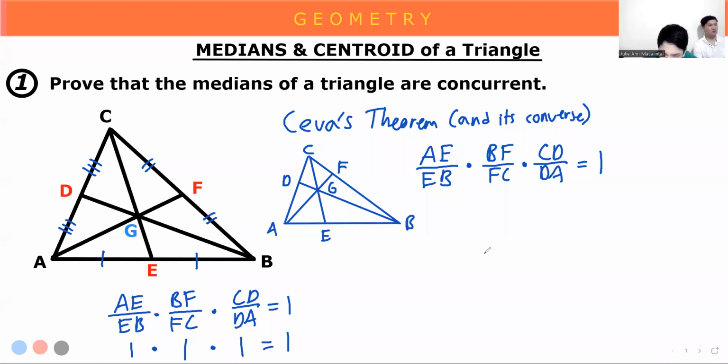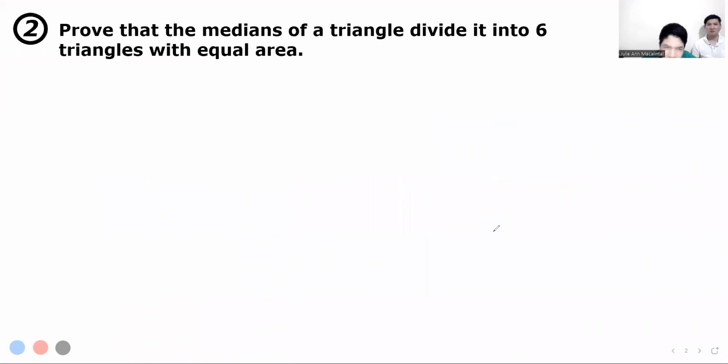Okay, let's proceed to number 2. Are you going to use the same figure? Yes, I'll be using the same figure.